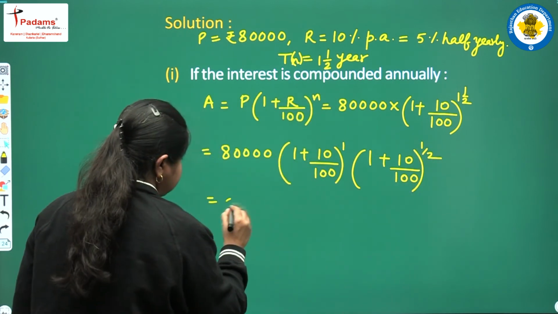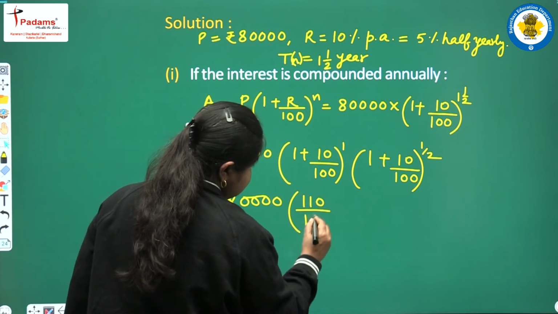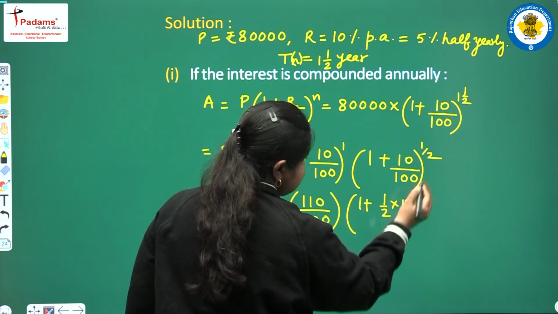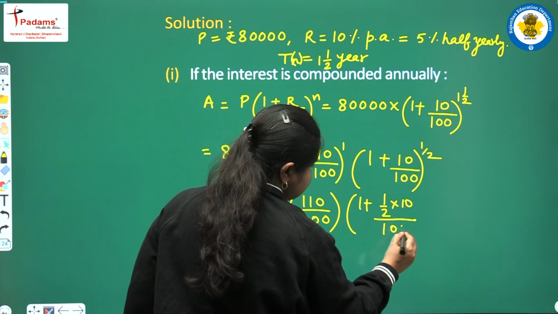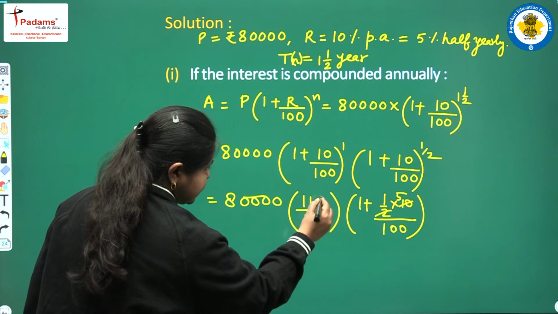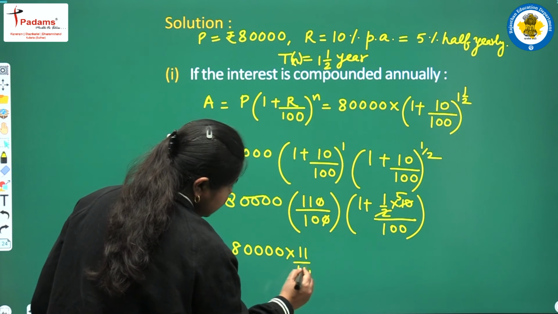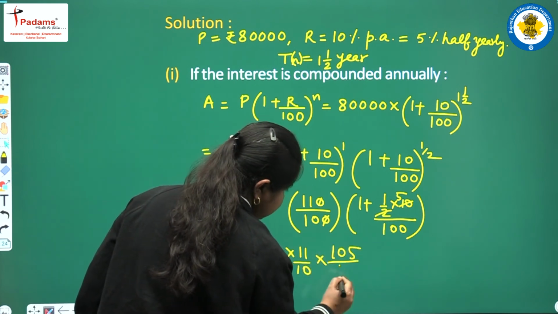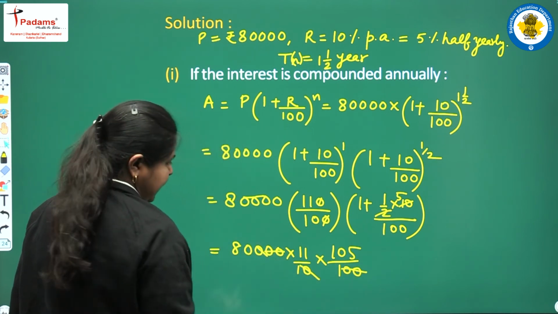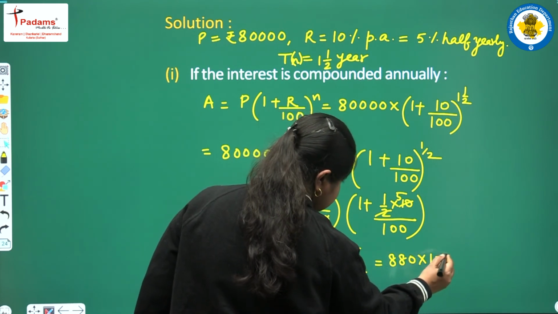ठीक है. दिस विल गिव अस 80,000. ये हो जाएगा आपका 110 अपॉन 100 और यहाँ पर ये हो जाएगा 1 प्लस हाफ इंटू 10. ये जो पावर है ये रेट से मल्टीप्लाई हो जाएगी. दिस विल बी कैंसल्ड, वी विल गेट 5 हियर. सो दिस इज कैंसल दिस 0. 80,000 इंटू 11 by 10 and this will be 105 upon 100. We can cancel this 0 and in the end we will have 880 into 105.